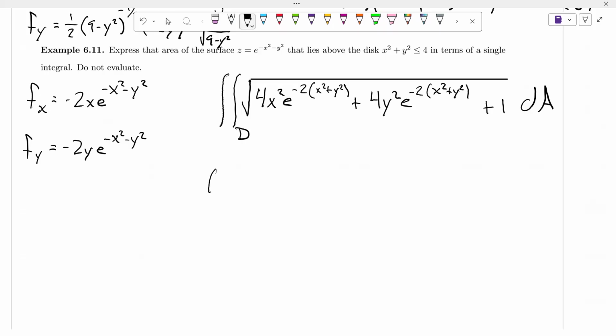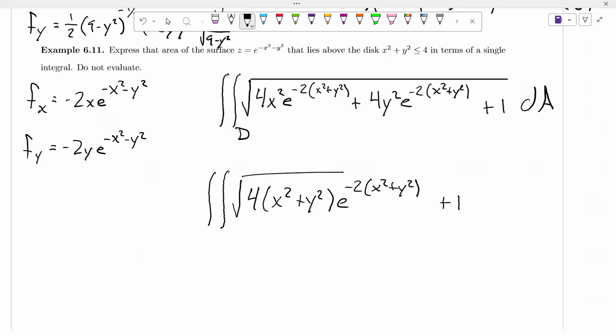So I'm thinking polar coordinates might make a lot of sense. But if we take one more step to simplify this thing, I've got 4 times x squared plus y squared, e to the negative 2 times x squared plus y squared plus 1, still over dA and the disk.